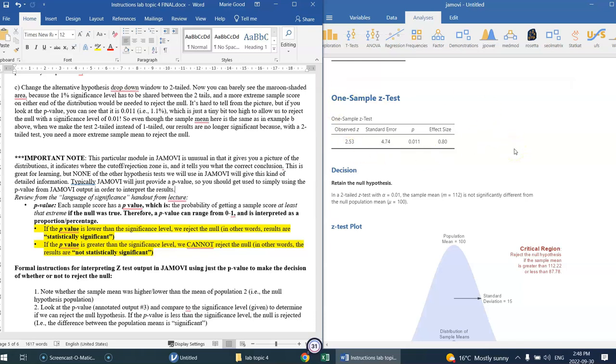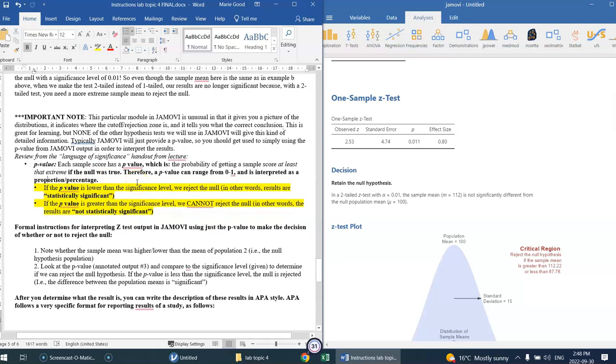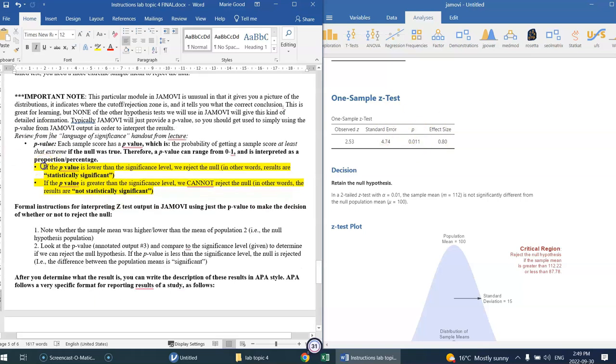And the most important thing you need to observe in order to make your conclusion is that p-value, and compare it to your significance level, right? So when we do these hypothesis tests in Jamovi, typically that's what we will be looking at, is just the p-value. And remember, again, like I've said before, if the p-value is lower than significance level, we reject the null and say our results are statistically significant. But if the p-value is greater than the significance level, we can't reject the null, or we say our results are not statistically significant.